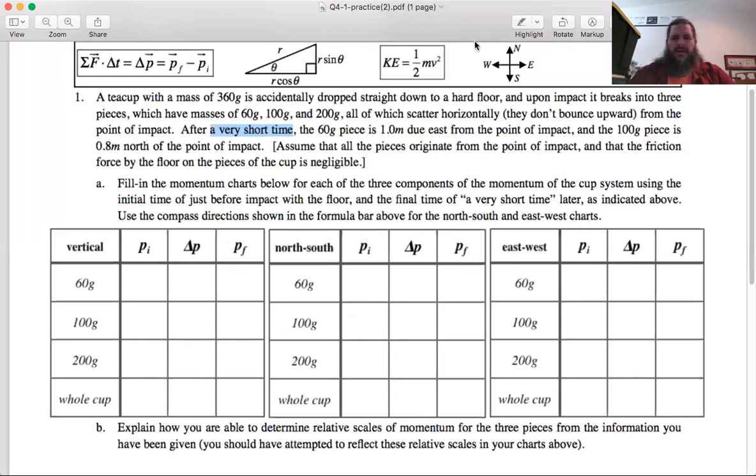Velocity? Yeah, we can think of this as velocity. The 1 meter due east is a displacement vector. It's a distance in a certain direction. So we can say that the 60-gram piece travels 1 meter. We usually call this r. The displacement vector is 1 meter to the east. So that's the displacement vector for the 60-gram piece.